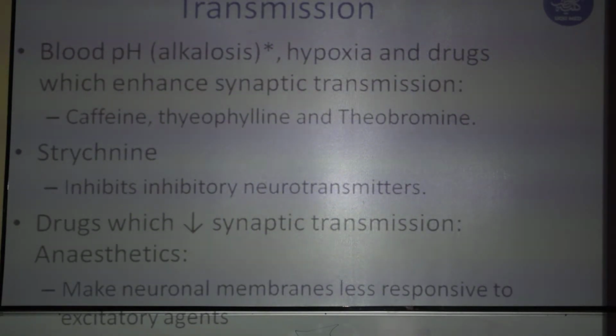So if alkalinity is more, you are more sensitive, more excitability. Okay, so it enhances, increases synaptic transmission. So alkalinity should not be more. It should not be acidity. It should be normal physiological pH level. Too much alkalinity or too much hypoxia, deficiency of oxygen, or the drugs, there are some drugs that increase transmission.